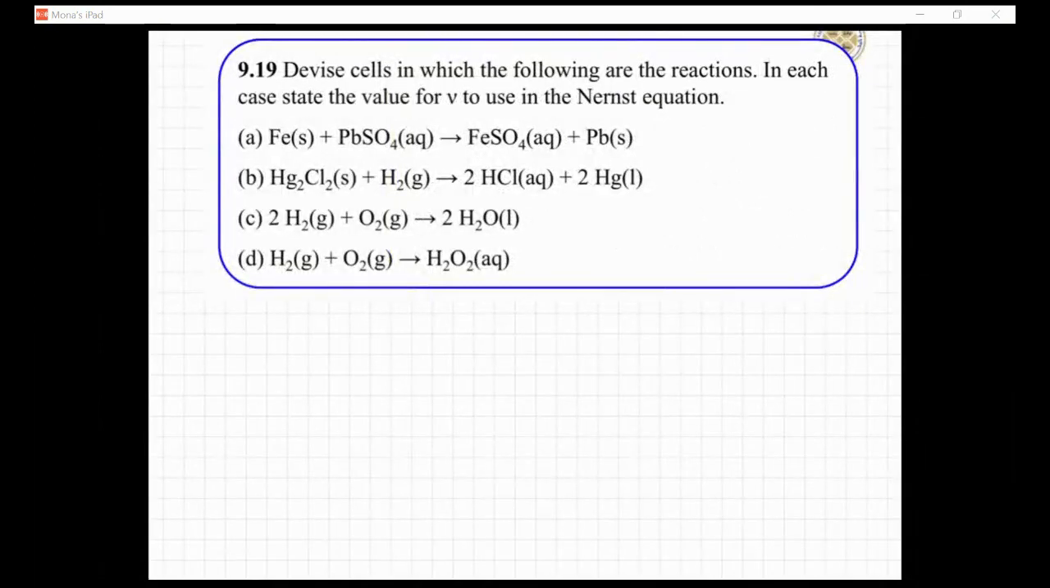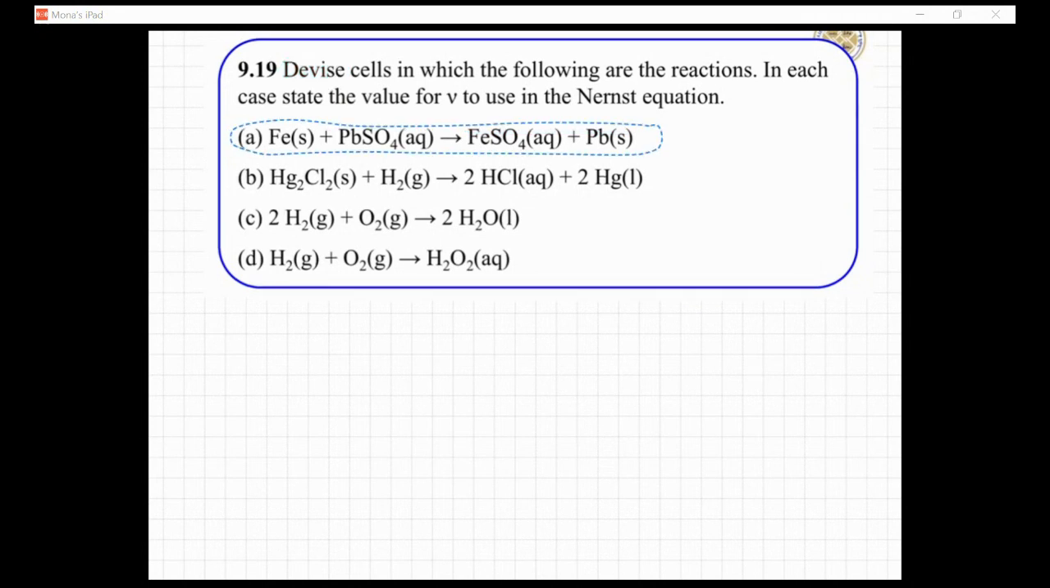So now let's talk about this question here. Devise cells in which the following reactions are the cell reactions. In each case, state the value of nu, the value to use in the Nernst equation. So when we say devise cells, it means I will have to write the two reduction half reactions, and I will have to write the cell notation. Of course, I cannot solve all parts, so I'll choose some of the parts.